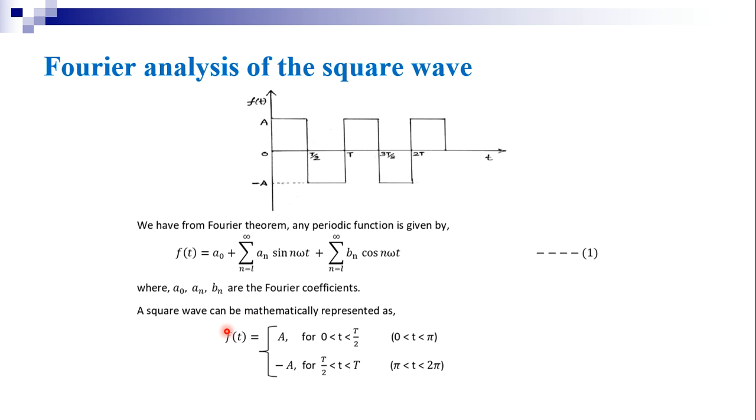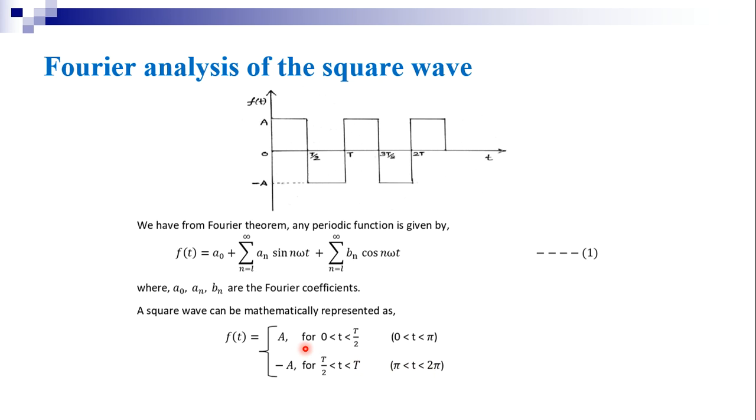Now any square wave can be mathematically represented as a function f of t which is equal to A for the time between 0 and T by 2, or it can be represented as the time between 0 and pi, and the function will be equal to minus A for time between T by 2 and T, or it can be represented as the time between pi and 2 pi.